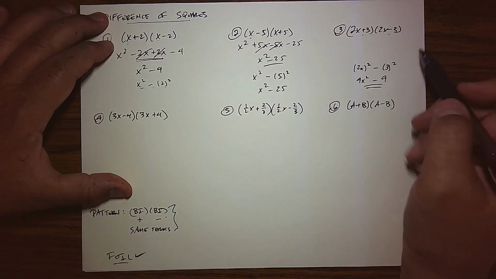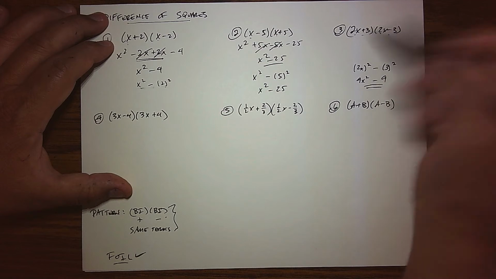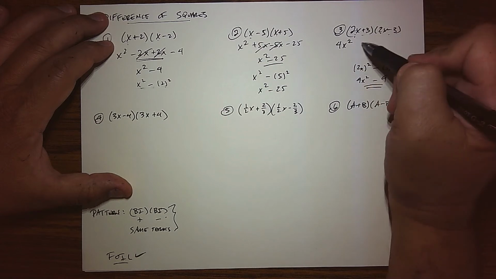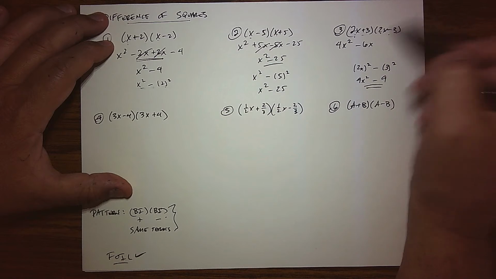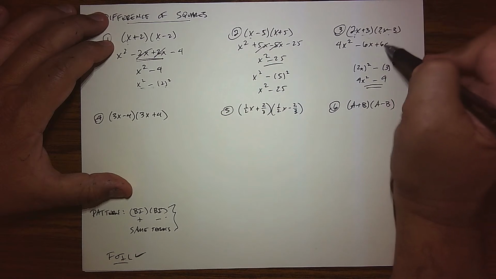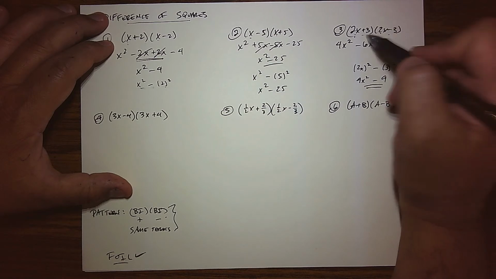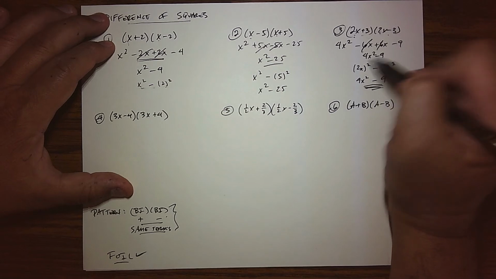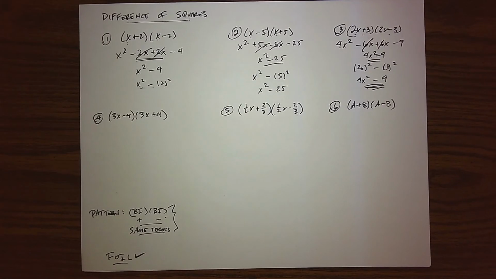Let's do it the old-fashioned way. First times first, well, 2x times 2x. There's my 4x squared. My outer would give us negative 6x. My inner would give us positive 6x. And then last times last gives us minus 9. And then again, because the terms are the same and have different signs, the outer and the inner cancel out, leaving us exactly with what I said would happen using our pattern.